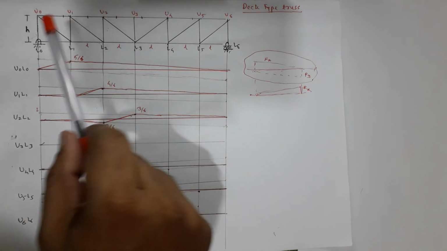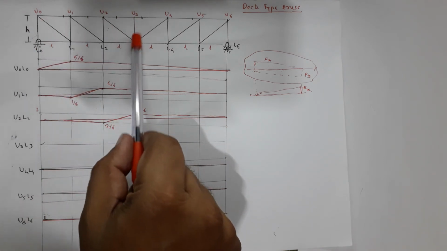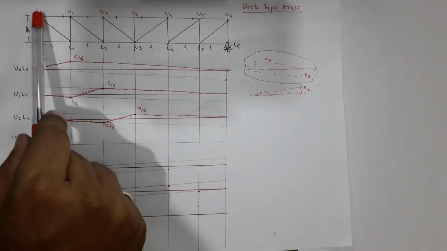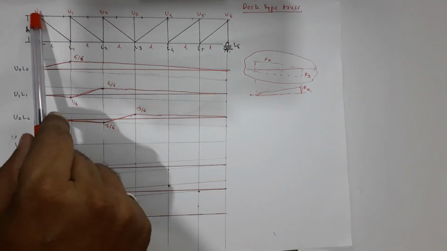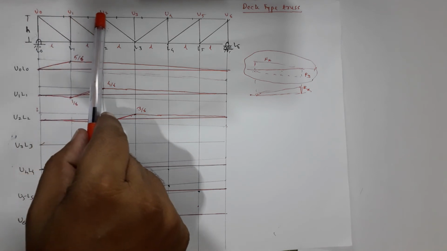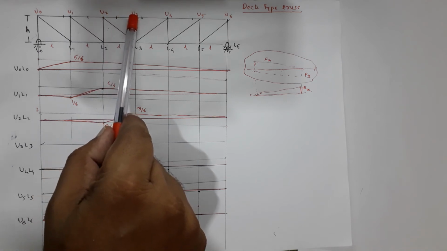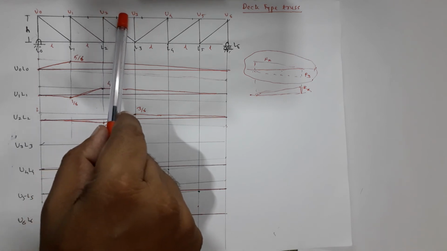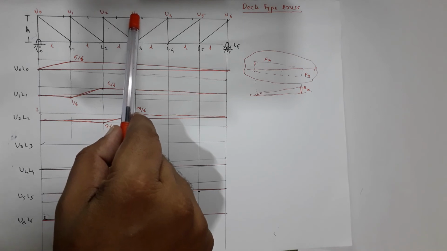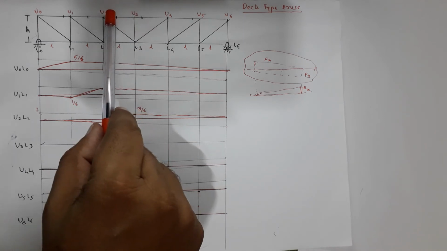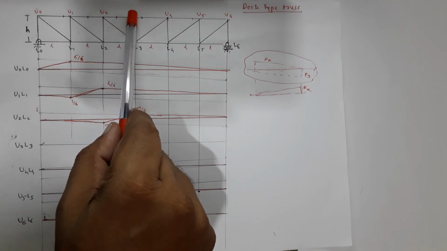In the case of the through type of truss, this vertical member was a zero force member, but here it is not, because the load is moving along the top chord line. So as the load approaches this member, as soon as it passes this point U2, there will be some force in U3. And as the load appears exactly on the top of U3, it will have the maximum force, which is equal to the magnitude of that unit load, which is 1.